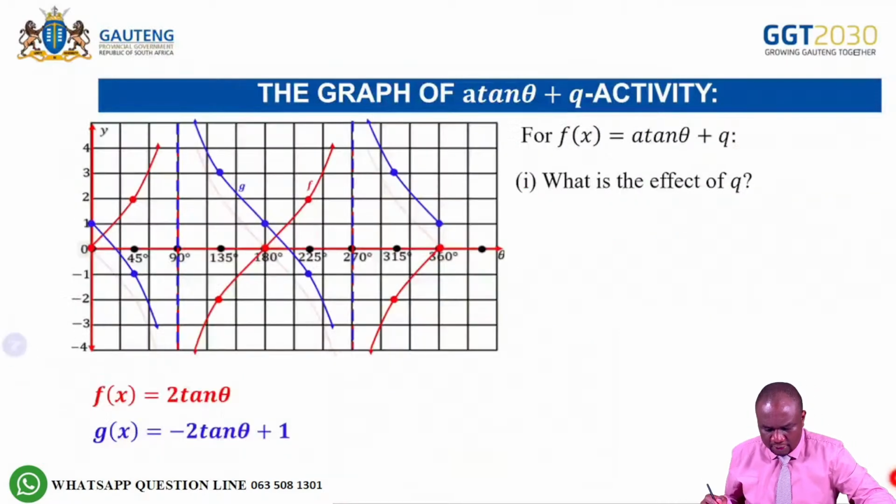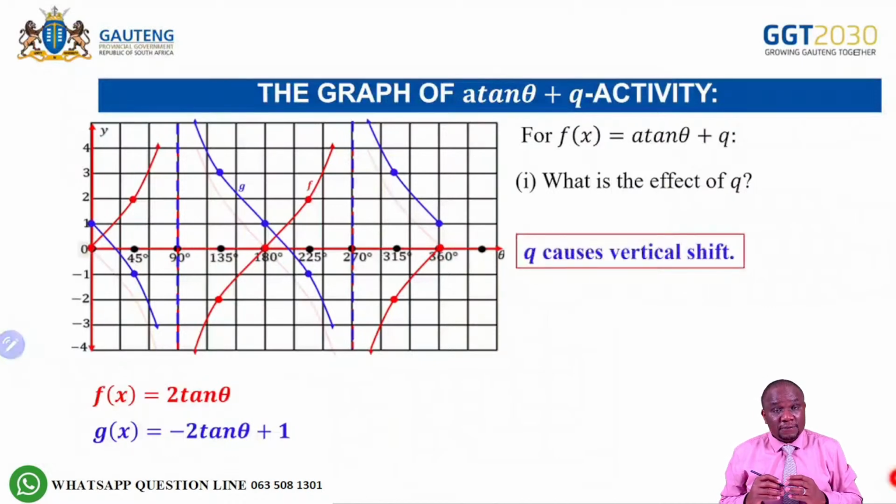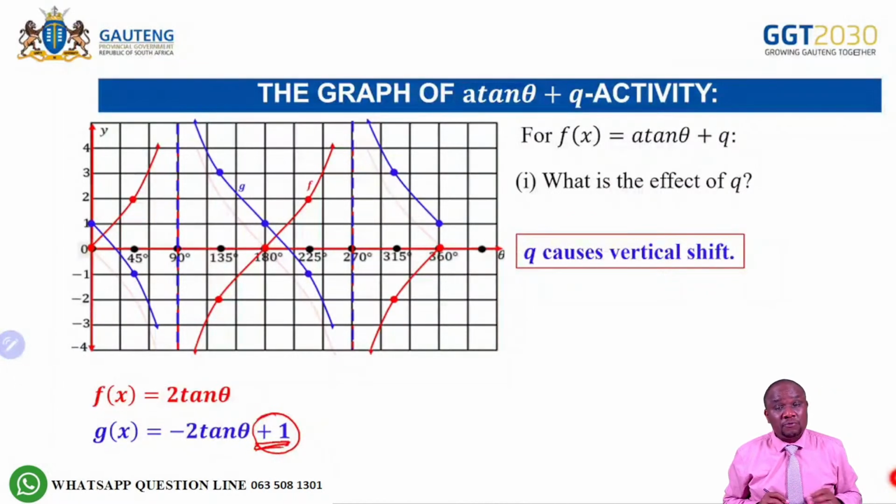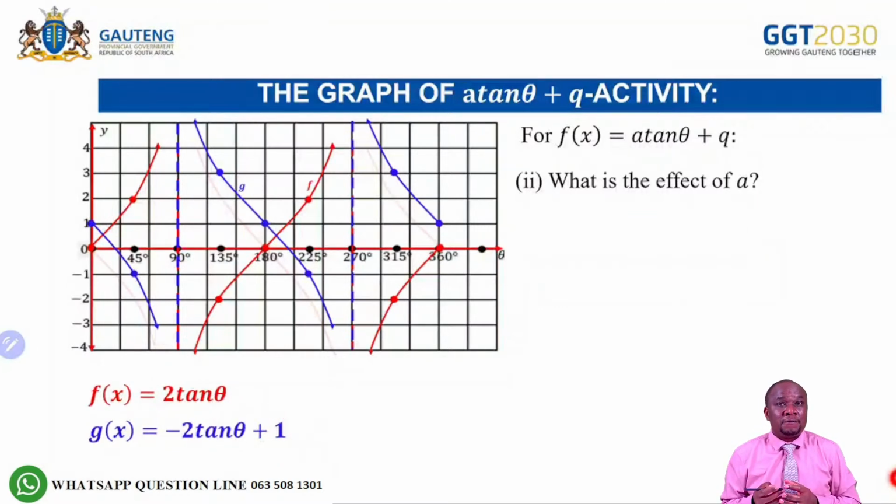Now let's check the next part of our lesson. What is the effect of q? I think this is repetition. The effect of q is a vertical shift. To be specific, the graph is shifted by 1 unit upwards because our q is +1 in this case. But to generalize, positive q means the graph is shifted by q units upwards. Negative q means the graph is shifted downwards by q units.